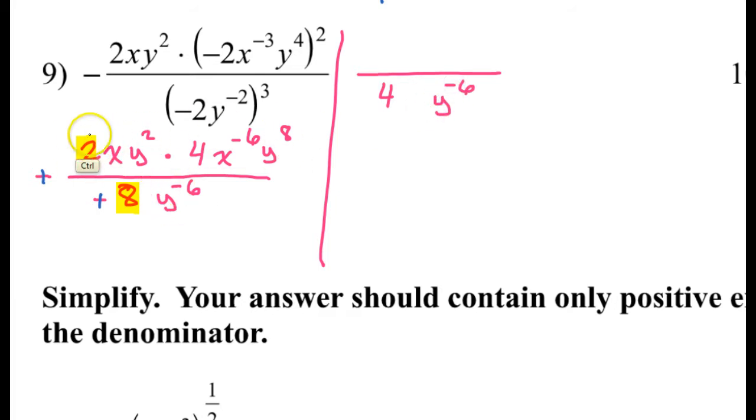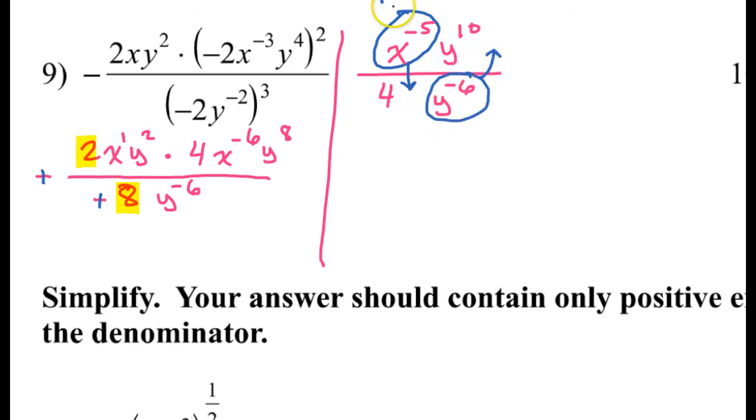Alright, but in the numerator, I have more than one variable of the same type. So I'm going to go ahead and multiply these together. So x, and this is like x to the 1 power now, times x to the negative 6th power. If you add those together, that is x to the negative 5 power. Adding these exponents, I'm going to have y to the 10th power. Now, anything that has a negative exponent is on the wrong side of the fraction line. So this is going to drop down and become a positive 5th power, and this is going to go up and become a positive 6th power.